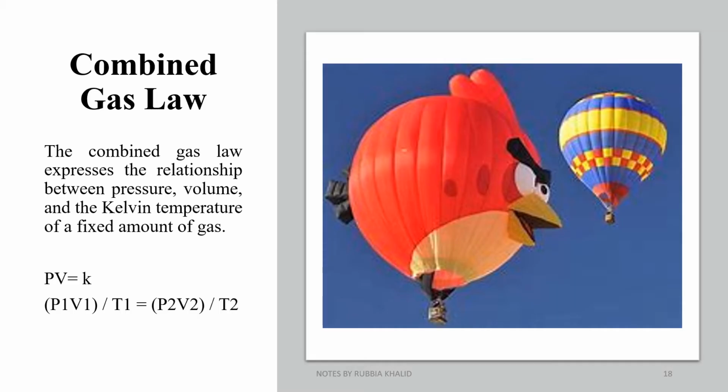This brings us to the combined gas law. The combined gas law expresses the relationship between pressure, volume, and the Kelvin temperature of a fixed amount of gas. P1 V1 over T1 is equal to P2 V2 over T2.